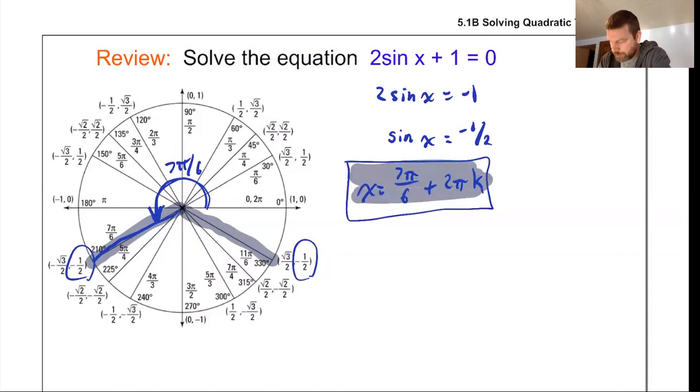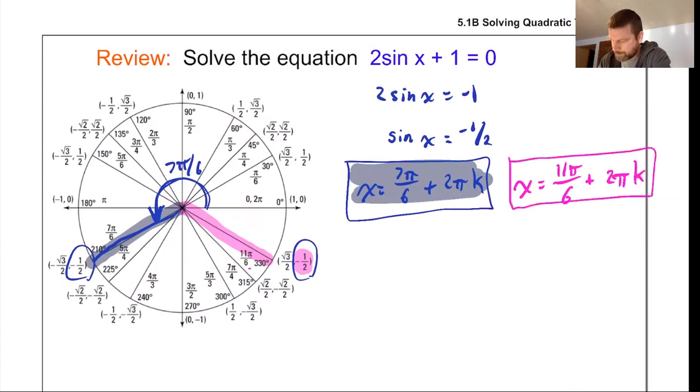But I could also land on this other angle right here. That also has a y value of -1/2. And that angle is equal to 11 pi over 6. So x could also be 11 pi over 6 plus, again, 2 pi k to indicate all infinite times I could land there. Those are the two sets of infinite solutions for this equation.